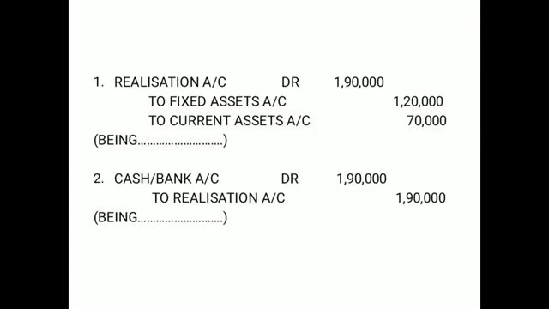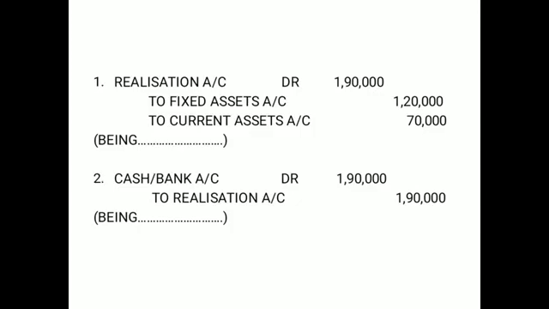Alright? So 70,000 here. 1,20,000 plus 70,000 gives you 1,90,000. This is the reason it is written 1,90,000 here in realization account. You can also write down the separate journal entries for this, as I've taught you in the previous transaction, in transaction 2 about land and building and investments. But it is better if you write down the combined journal entry.